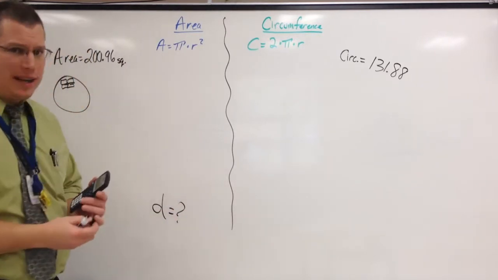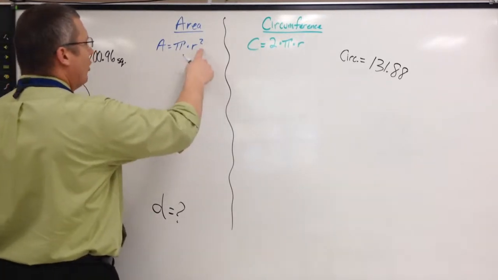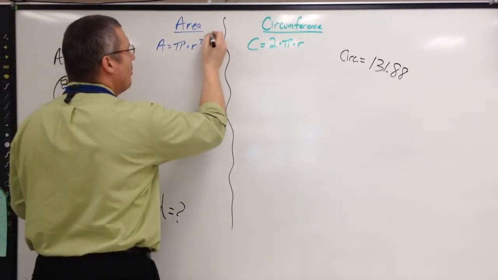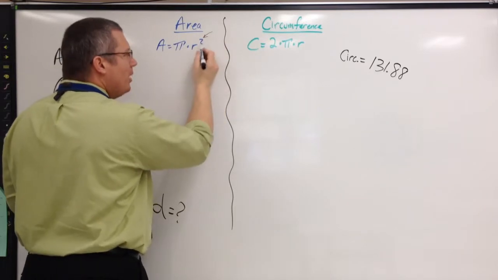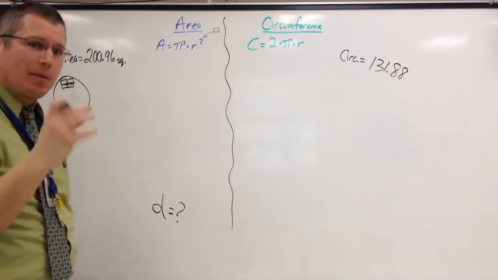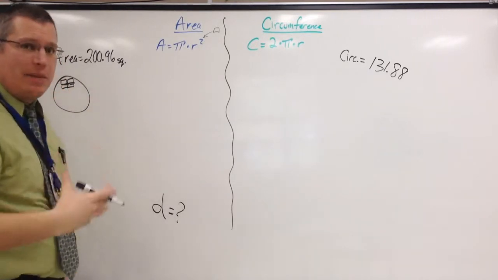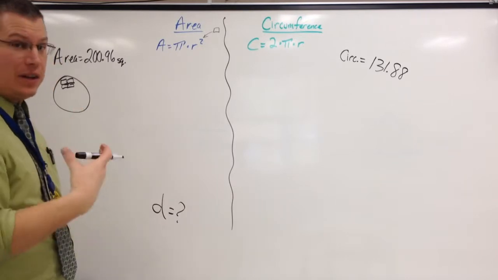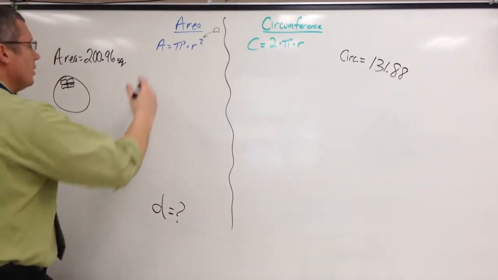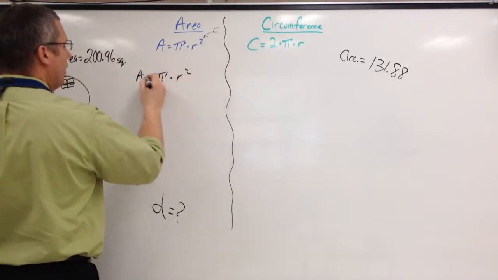So what we're going to do is we're going to take our area formula, which is A equals pi times r squared. Again, easy way to remember, the formula with the square in it is what finds area, because area is counting the number of squares it takes to cover an object. So what I'm going to do is I'm going to take my area formula, fill in numbers I know, and solve backwards. So A equals pi times r squared.